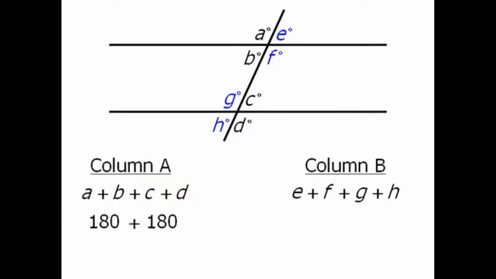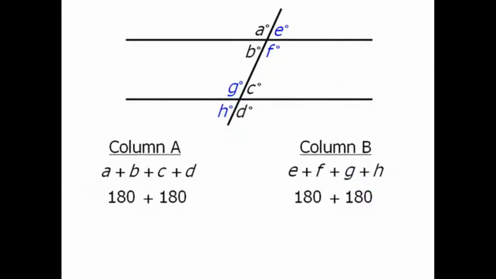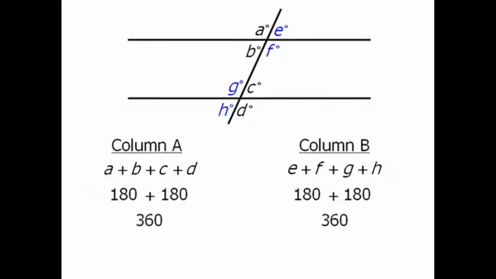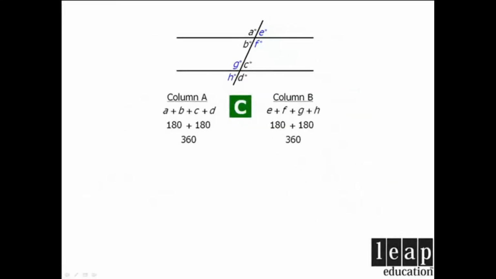Over to column B. Angles E and F are both on the same line, so their sum must be 180. And angles G and H are also on the same line, so they must add to be 180. When we evaluate both columns, we get 360, in which case our answer must be C.